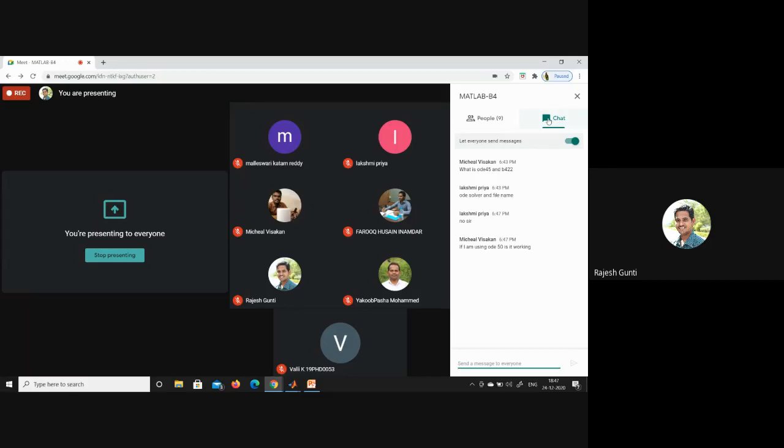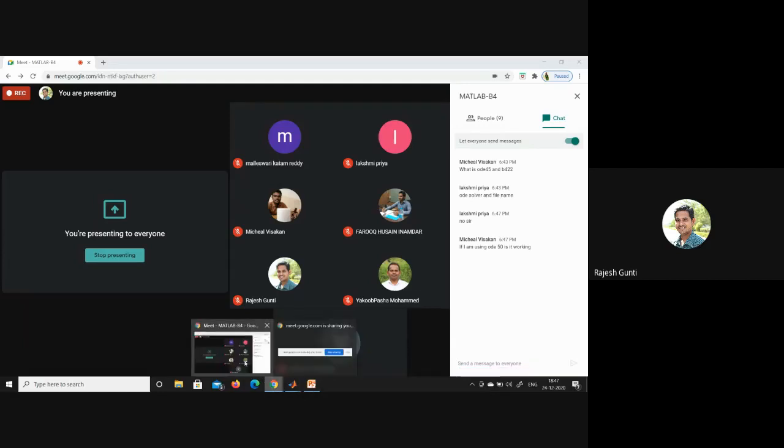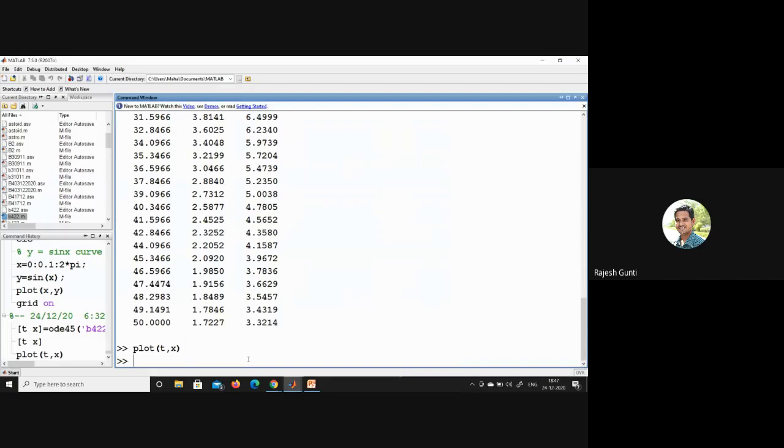I hope this is the first class for you. ODE45 is a solver, just like square root SQRT, like the sine function, cos function, tan function. So I am using ODE45 with brackets, you see this. It is a function. ODE45 is one function. It solves the differential equation.